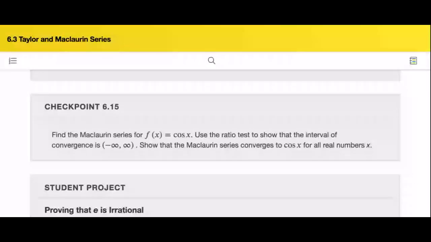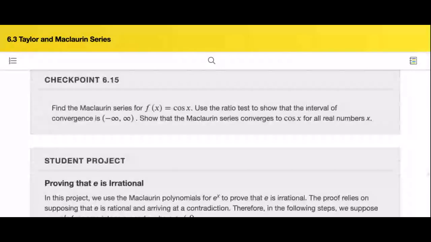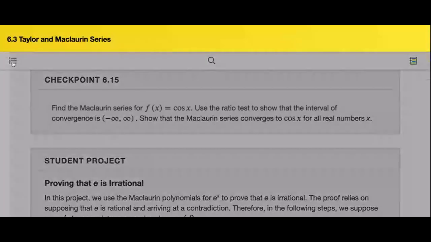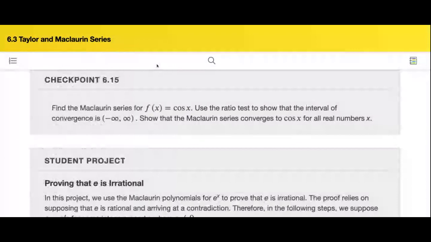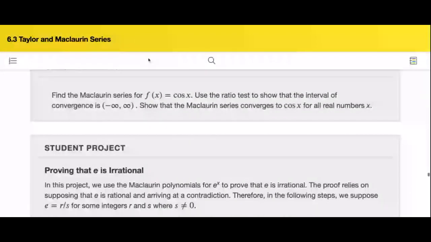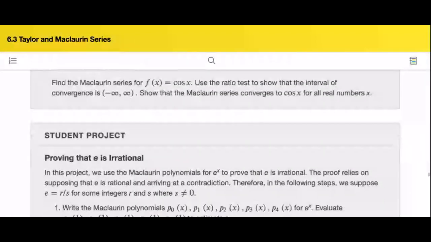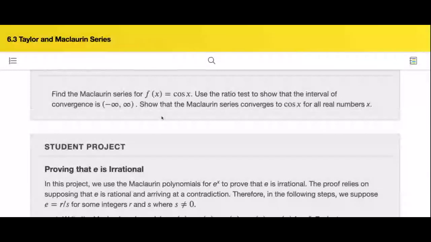Okay, let's all try 6.15. Then we're going back to try 6.14, 13, and 12. Then we talk more about working with Taylor series. Okay, let's all try 6.15.